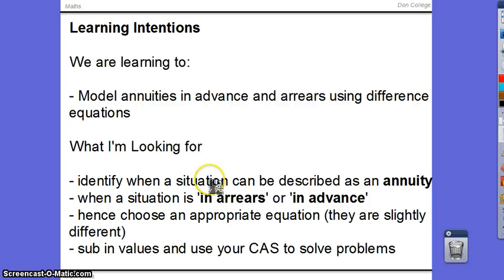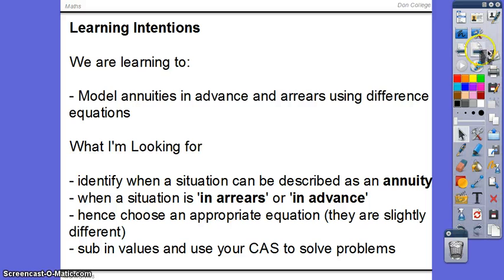should be able to identify when a situation can be described as an annuity, when it's in arrears, when it's in advance, and hence choose the right equation, as they're slightly different depending on which one it is. You should be able to sub in values and use your CAS calculator to solve problems.